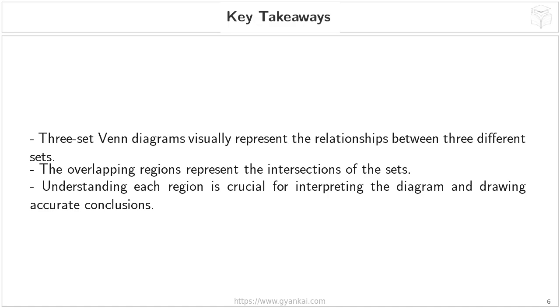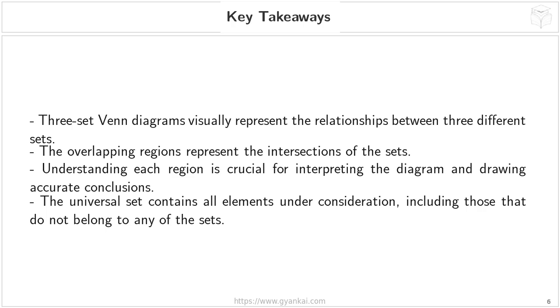Understanding each region is crucial for interpreting the diagram and drawing accurate conclusions. This is really important. Don't just look at the whole diagram, break it down. Each section, whether it's just in one circle or where 2 or 3 circles overlap, tells us something specific about which elements belong where. Being able to correctly identify what each region represents is key to solving problems using these diagrams. We practiced this on the previous slide with our example sets.